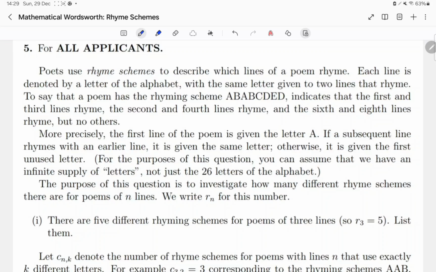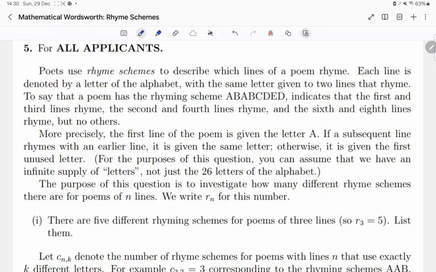others. More precisely, the first line of the poem is given the letter A. If a subsequent line rhymes with an earlier line, it is given the same letter, otherwise it is given the first unused letter. For the purposes of this question, you can assume that we have an infinite supply of letters, not just the 26 letters of the alphabet. The purpose of this question is to investigate how many different rhyme schemes there are for poems of n lines. We write Rn for this number.